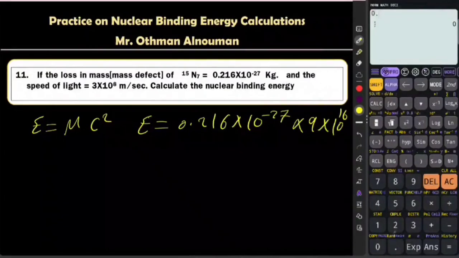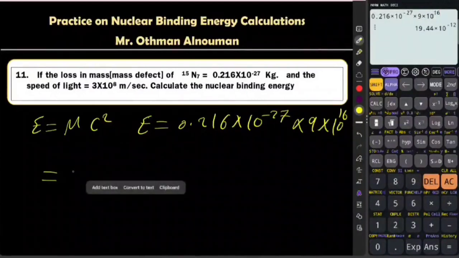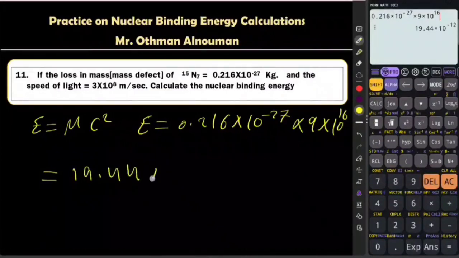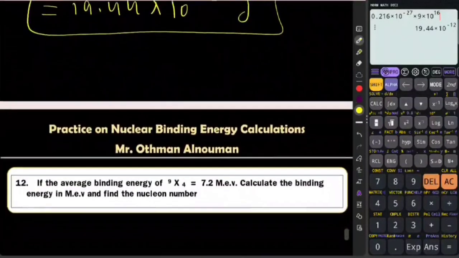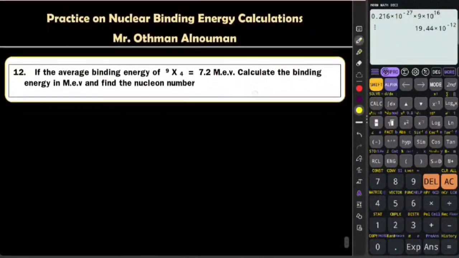So 0.216 times 10 to the power of negative 27. Okay, this is times 9 times 10 to the power of 16, 19.44 times 10 to the power of negative 12 joule. This is the binding energy. So let's go to the last question here.